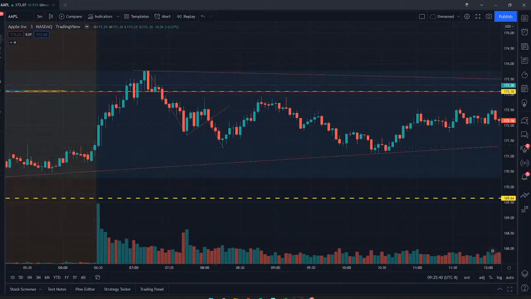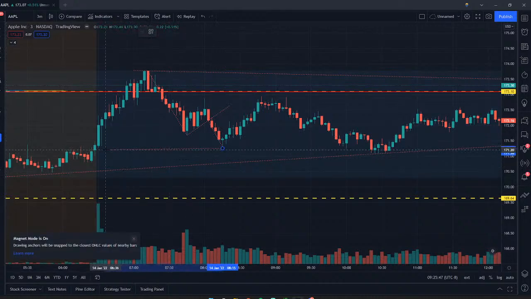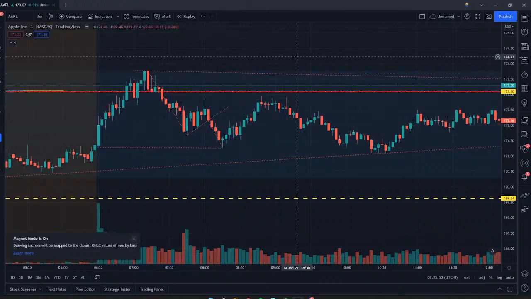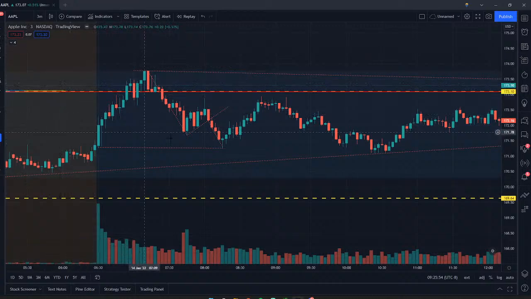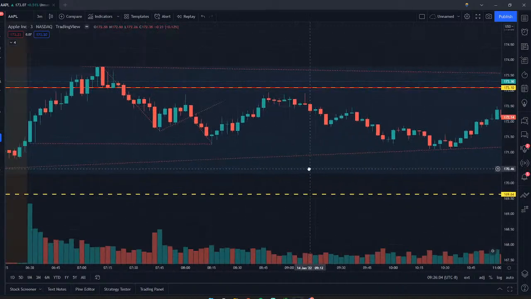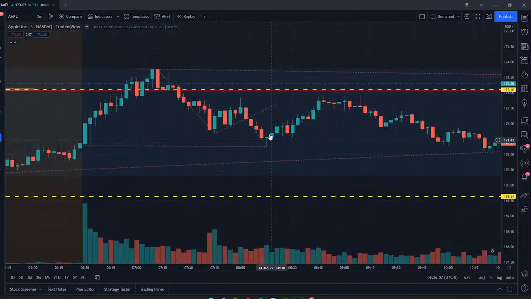And then here's another play that you could take. Right here we have a double bottom. And if recognizing that you have a double bottom is not enough, this hammer candle is a reversal sign. And again, you want to slowly start to recognize these things.